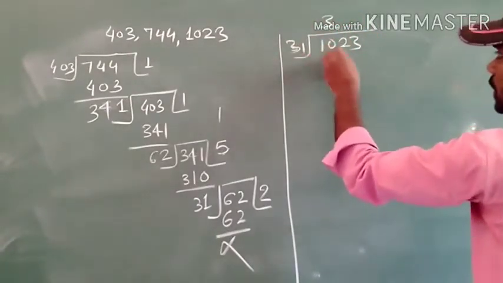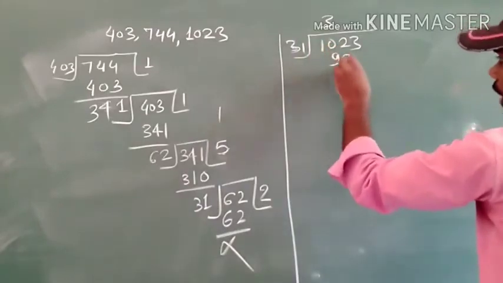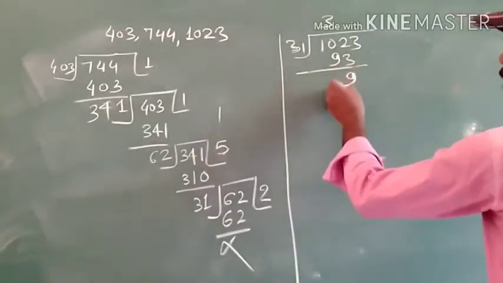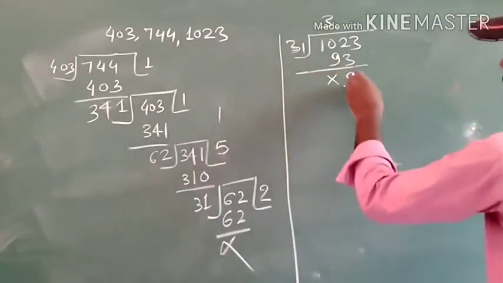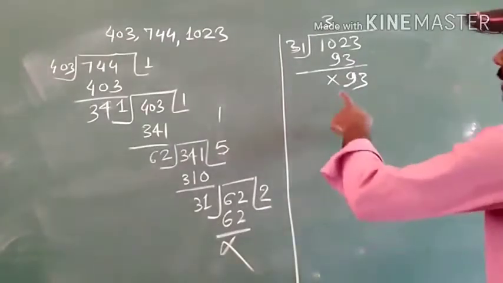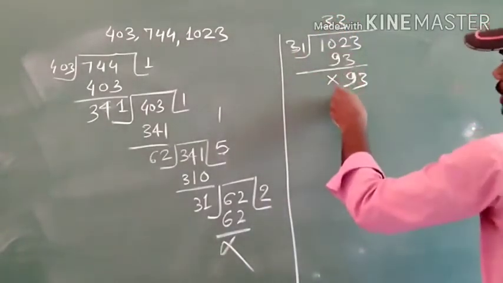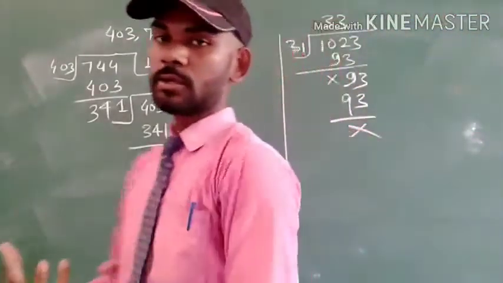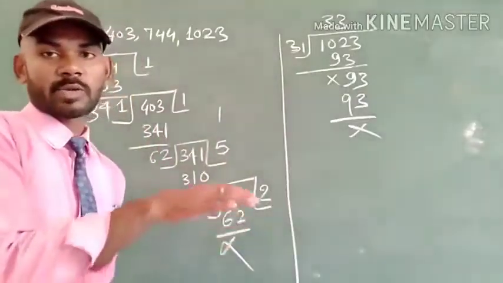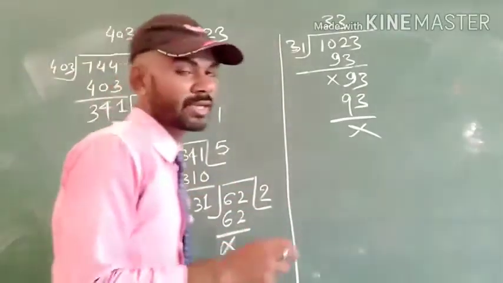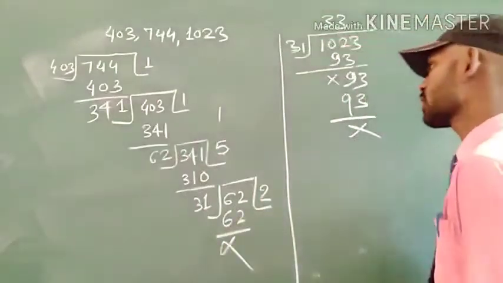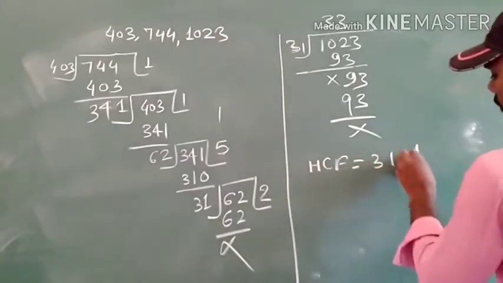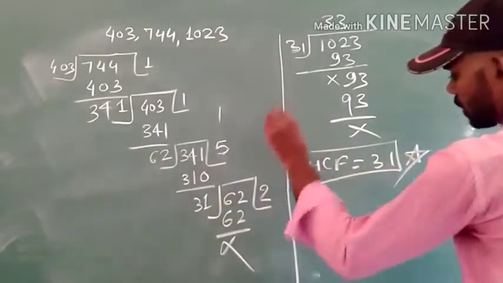3 1s are 3, 3 3s are 9. Now subtract it. We get 12 minus 3 is 9, and 9 minus 9 is 0, and here 3 comes down, so it becomes 93. 31 3s are 93. So we can see that 31 is the number which gives remainder 0 in both places. So in this condition we say that 31 is the solution of this question. Therefore the HCF is 31.